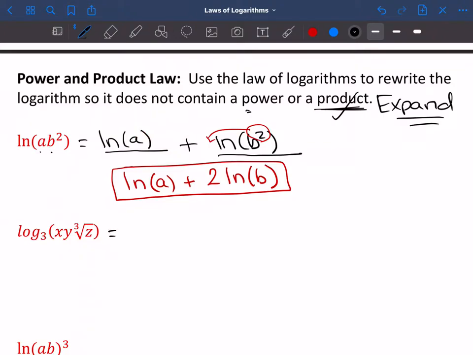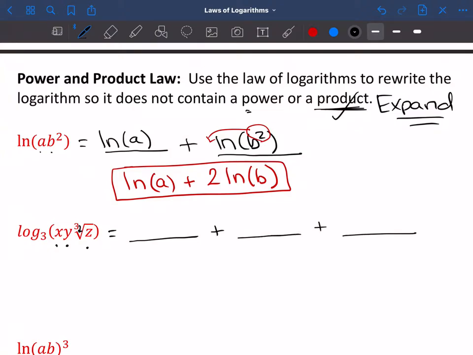All right, our next one, we have x times y times the cube root of z. I'm trying to make sure that that's actually a cube root. Yes, it is a cube root of z. It's kind of hard to tell, but this little 3 is the index of that radical. So we're going to have 3 terms to get started with.